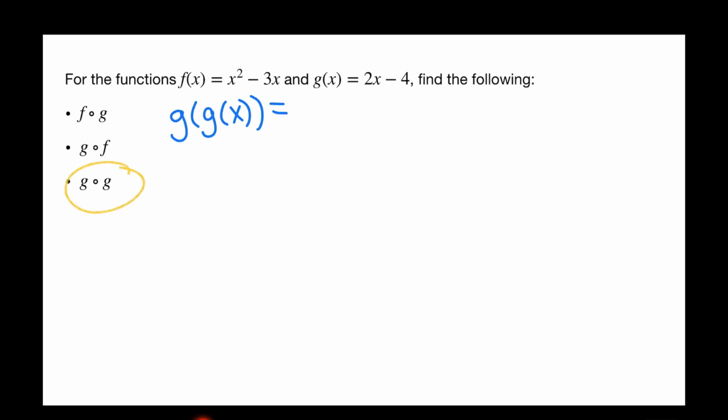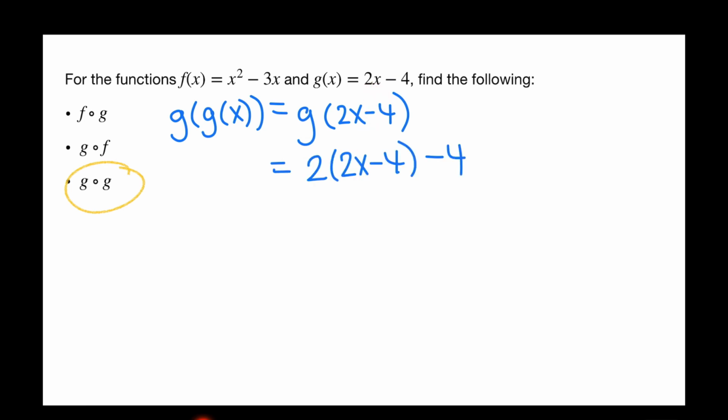All right, let's do one more. g composed with g. We can compose a function with itself. Let's see what that looks like. This means we're going to take g of g, or g of 2x minus 4. We're going to take 2x minus 4, and plug that in for x in function g. So that gives me 2 times (2x minus 4), then minus 4. Or if we distribute, 4x minus 8 minus 4, combine like terms, 4x minus 12. So there's another example of a composition.